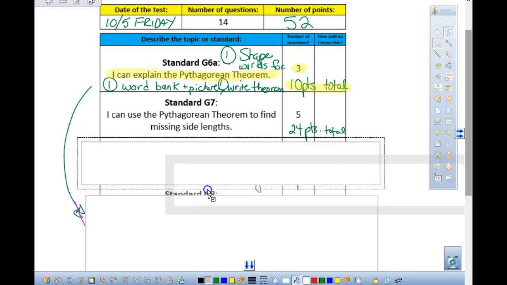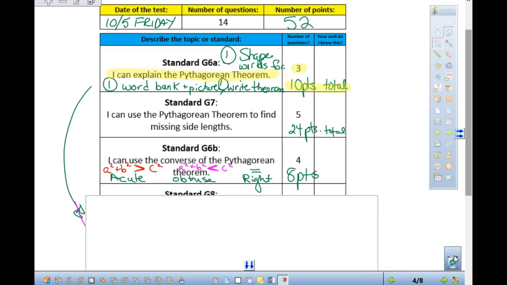The third standard from our poster says that I can use the Pythagorean theorem to find the converse. So I can use the converse of our Pythagorean theorem. The converse means you have to be able to tell me on the test, it is an acute triangle, it was an obtuse triangle, or it was a right triangle. There are questions worth 8 points.